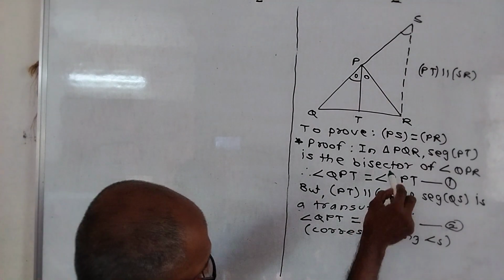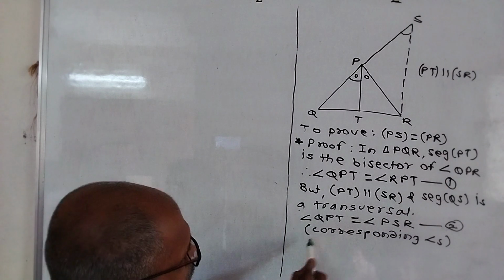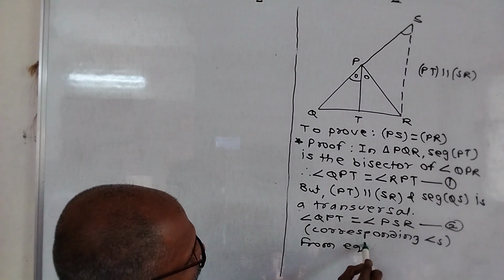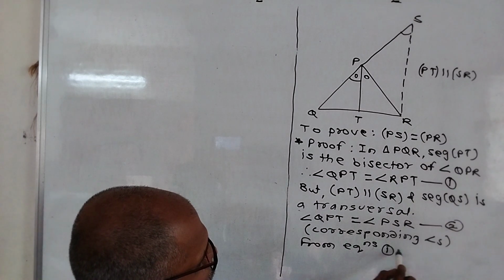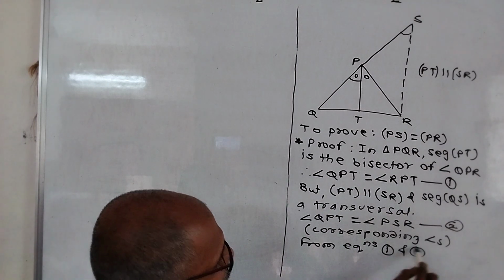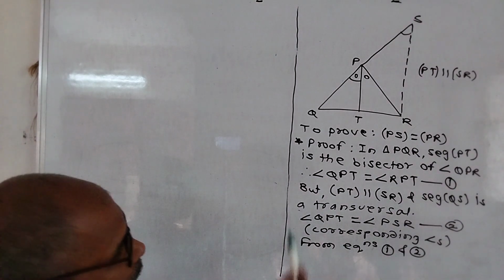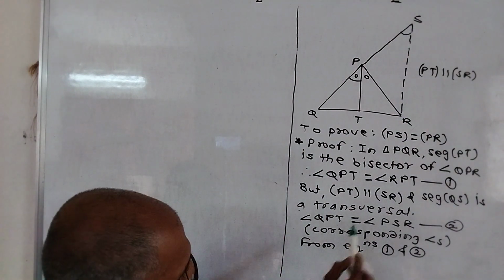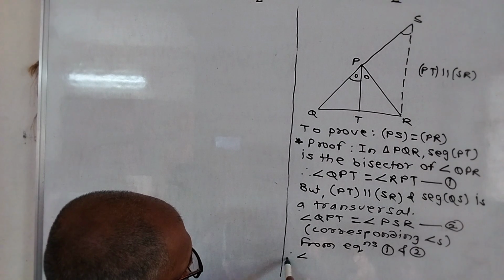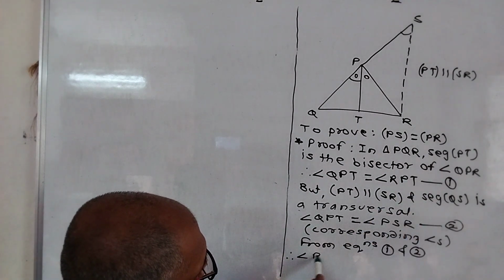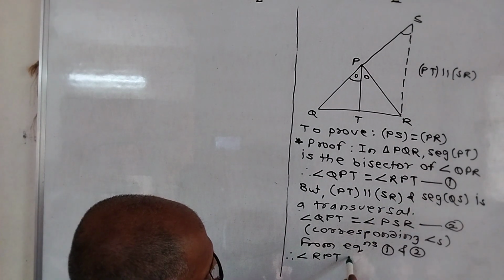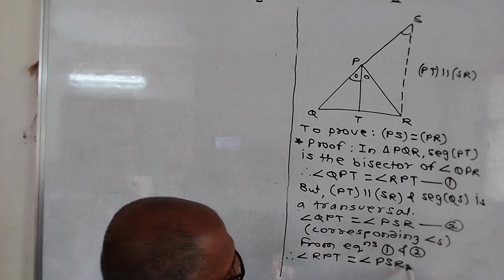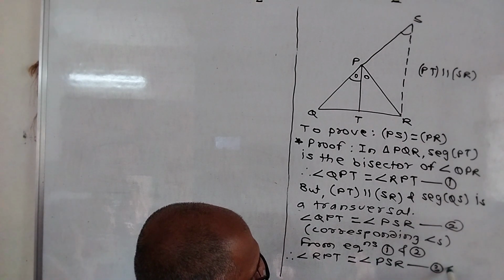Now, from equations 1 and 2, left sides are same, QPT, QPT. Therefore, angle RPT is equal to angle PSR. This is equation number 3.